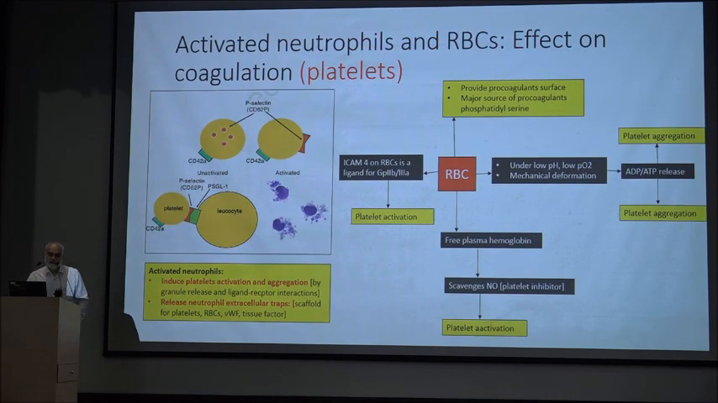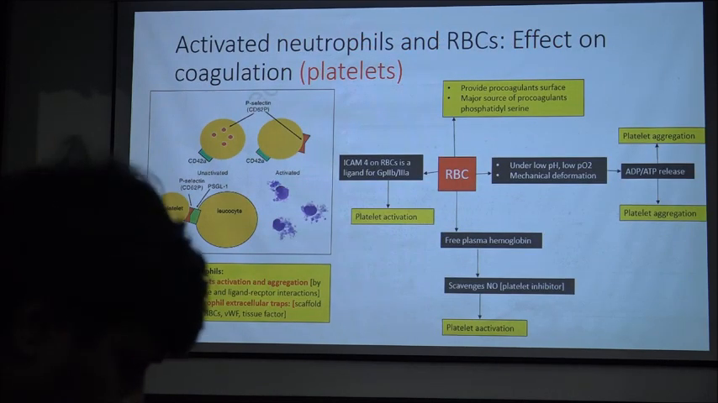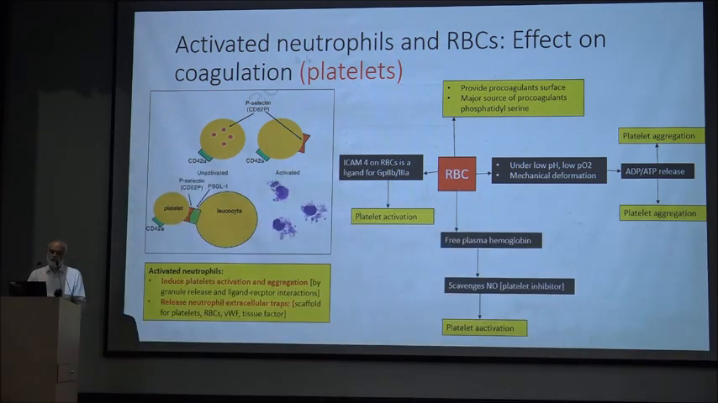Now we have to be cautious that there is a role of activated neutrophils and RBCs also on coagulation, especially platelets. Wherever there are activated neutrophils, they induce platelet activation and aggregation, and through the release of neutrophil extracellular traps, they can provide scaffolds for platelets, RBCs, tissue factor and von Willebrand factor.